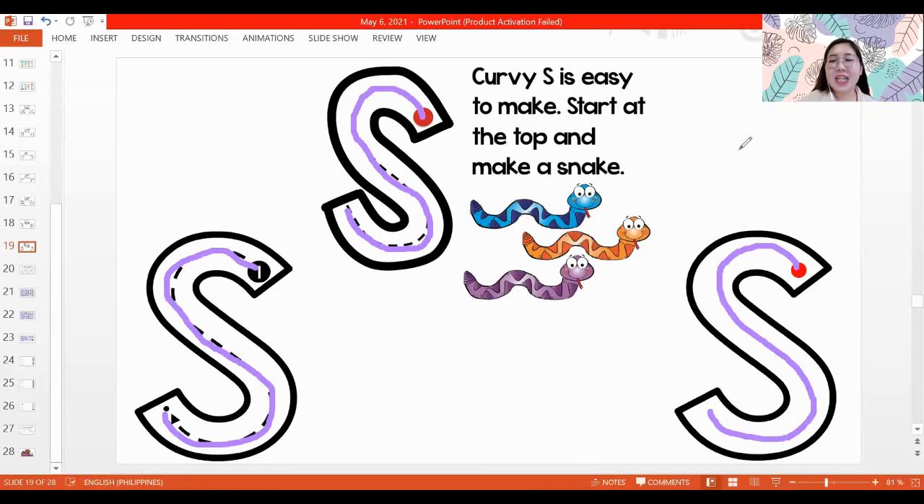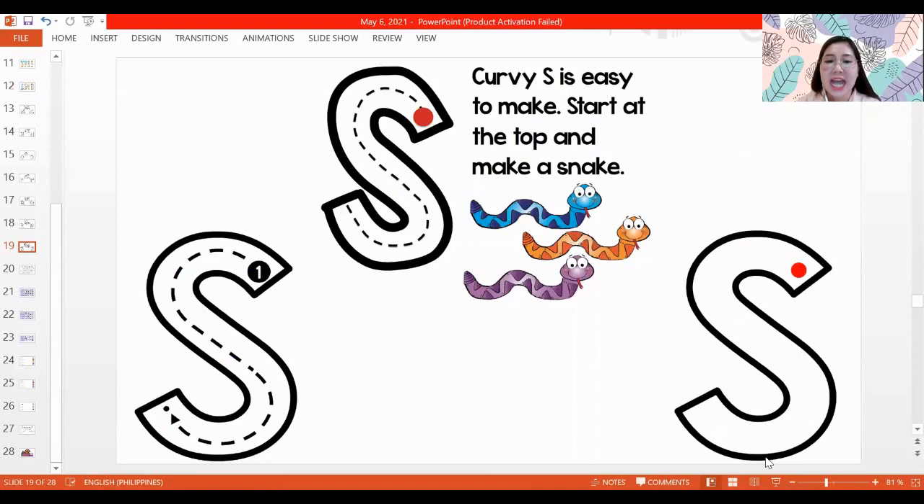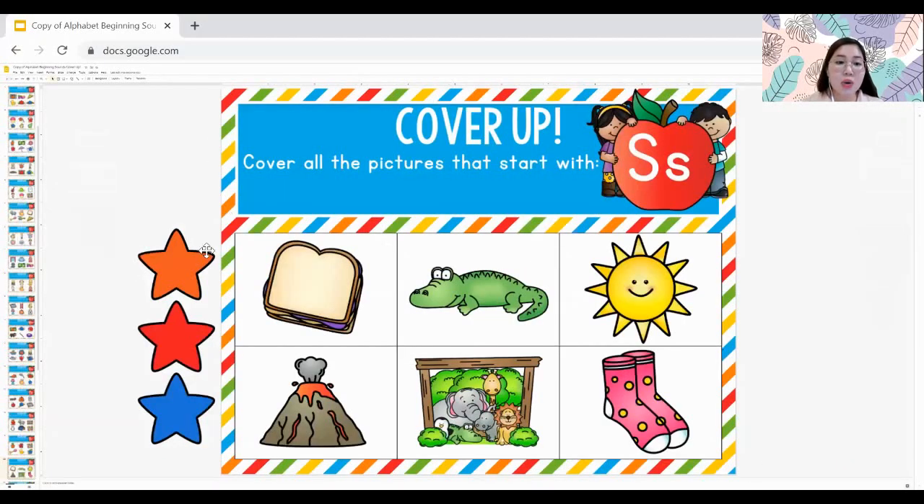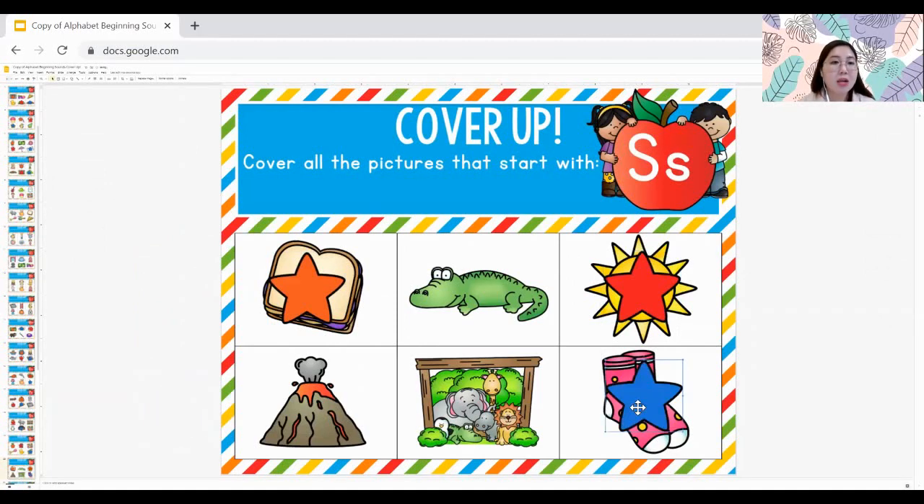Now we have the letter S. And the sound of S is just like the snake. And S is also for sandwich, sun, and socks. All of these pictures that I covered begin with the letter S. But for alligator, that's the letter A. For volcano, that's letter V. And for zoo, that's the letter Z. So only the things that begin with the letter S are our sandwich, sun, and socks.